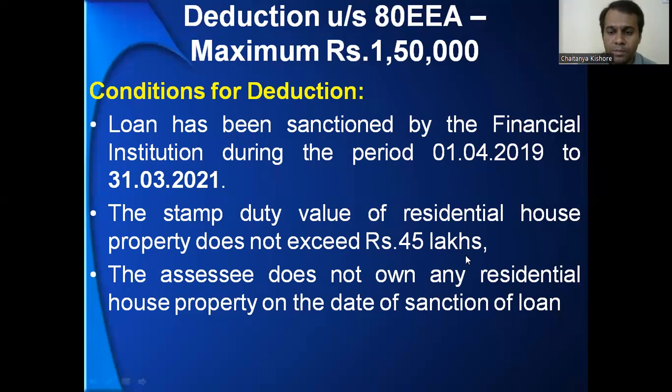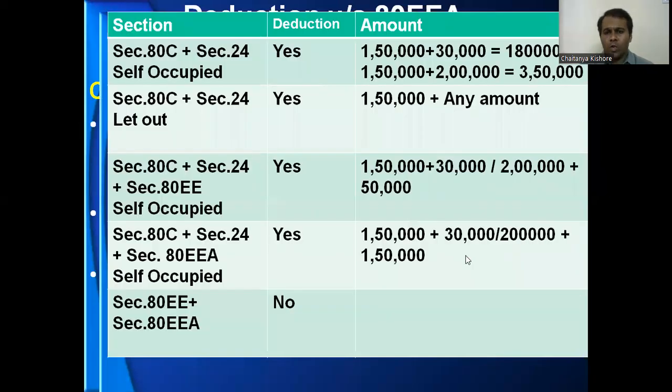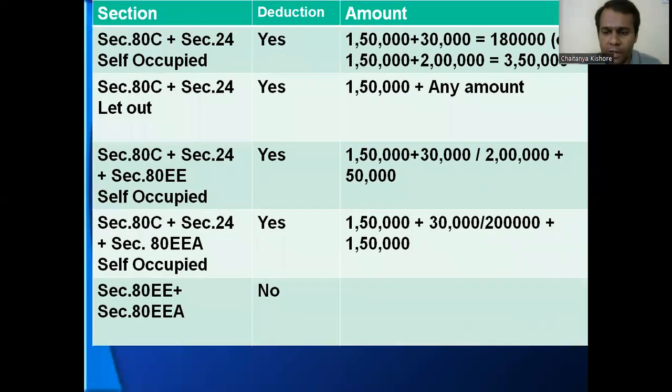Right. To sum up, what are the total benefits I'm getting under these sections? You can just check it out, guys. See, section 80C and section 24 for a self-occupied house, the maximum would be 1,50,000 for 80C and 30,000 or 2 lakhs for self-occupied house. So it would be either 1,80,000 or 3,50,000. For 80C and 24 on a let out property, yes, you can get 1,50,000 for 80C and any amount for section 24.